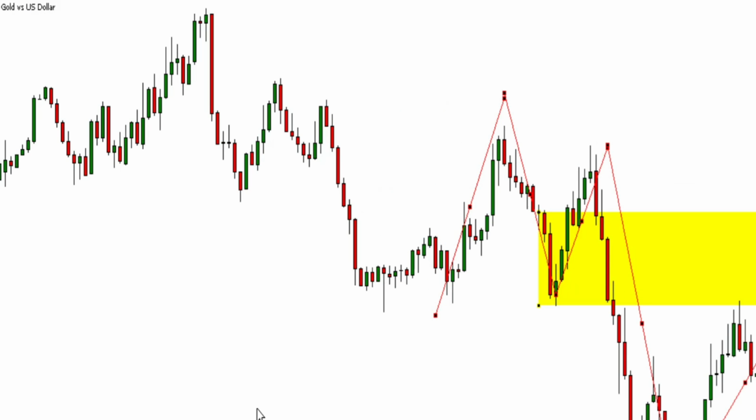This is a mitigation block. I'm tempted to see a lot of this happening over and over again. We have a mitigation block at this area. We have a failure swing. This is MT5, that's why I'm not able to draw perfectly with it. We have price crashing to this area. Our last bearish candle was this area, and then we can take our trade from there.